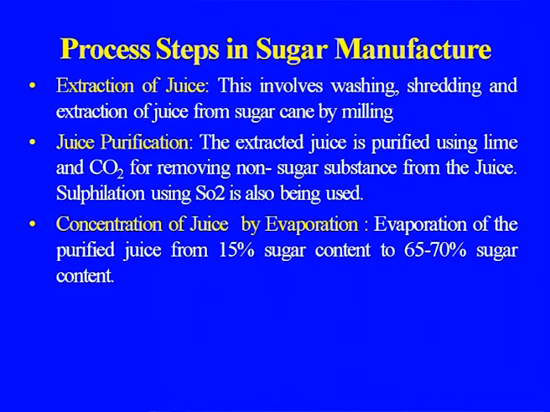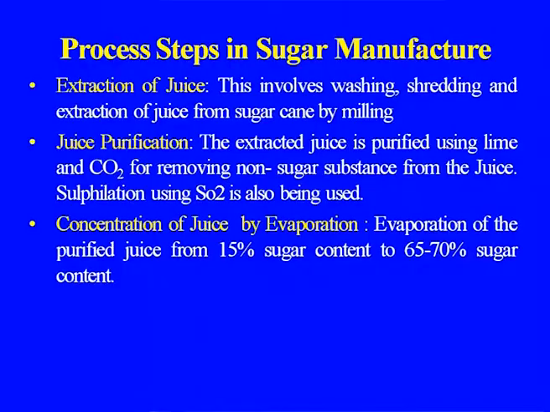Now let us discuss the various steps involved in the manufacture of sugar. First is extraction of the juice. This involves washing, shredding and extraction of the juice from sugar cane by milling. Here you find a lot of development that has taken place in milling to increase the extraction of juice from the cane, because the overall economy and sugar recovery is a very important factor, just to have more and more economy.